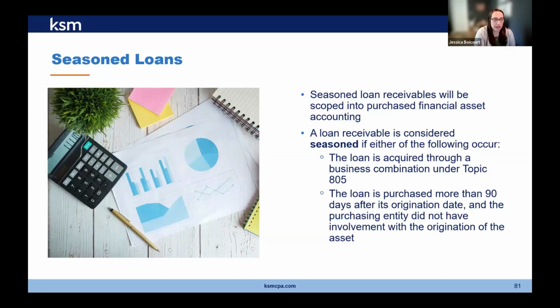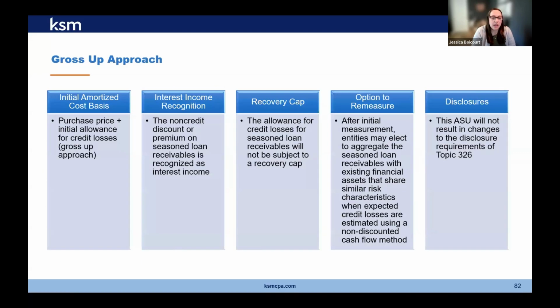It's any loan that's acquired through a business combination under topic 805, and also any loan that's being purchased more than 90 days after origination. So kind of think, they probably couldn't use the term aged loan, but just think of it as the older loans. So a seasoned loan is kind of a nice way to say that it's an older loan. And if that purchasing entity didn't have involvement when that loan was originated, then they can use this kind of gross up approach that aligns with the PCD accounting guidance that exists within GAAP.